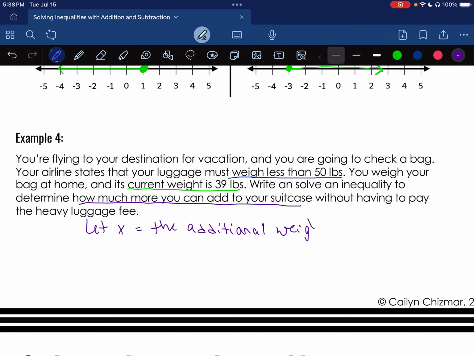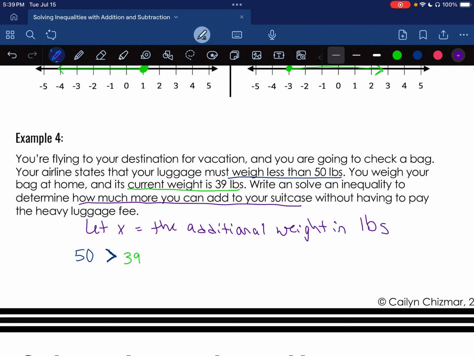All right, so x is how much more we can add. Well, hold on, let's start this over. Whatever we do, we want it to strictly be less than 50, all right? So 50 is going to be greater than whatever our final weight comes out to be. We are currently at 39 pounds. We want to know how much more can we add before we get to that danger zone.